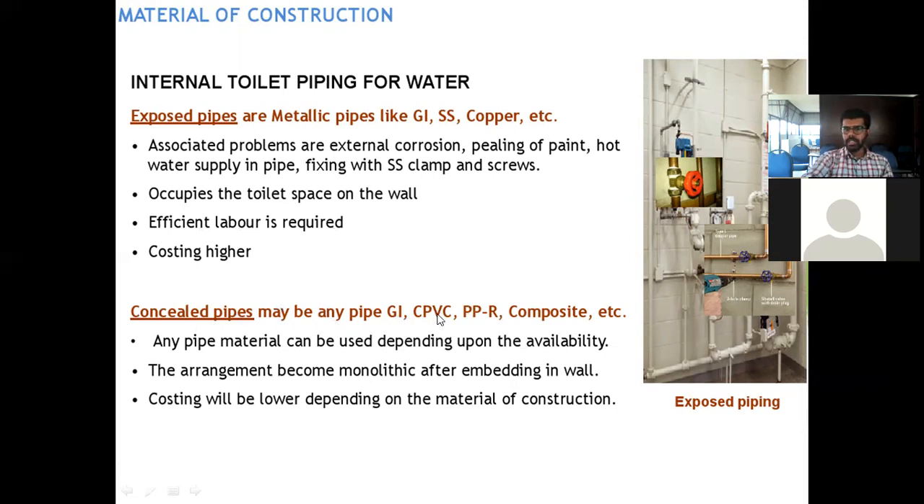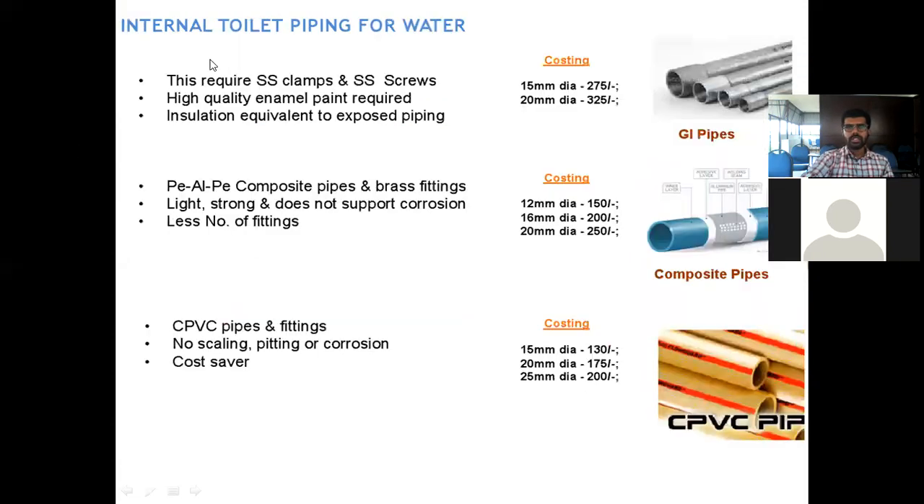Maybe any pipe, GI, CPVC, PPR, composite, etc. Any pipe material can be used depending on availability. The arrangement becomes monolithic after embedding in the wall. Costing will be lower depending on the material of construction. So mainly we will have concealed pipes only. Okay, so these are the different costings given for internal toilet piping.